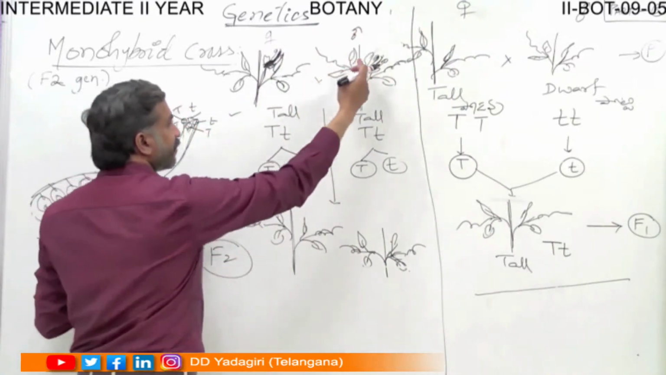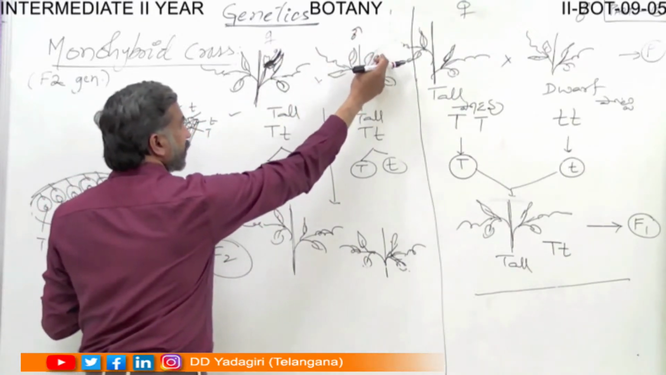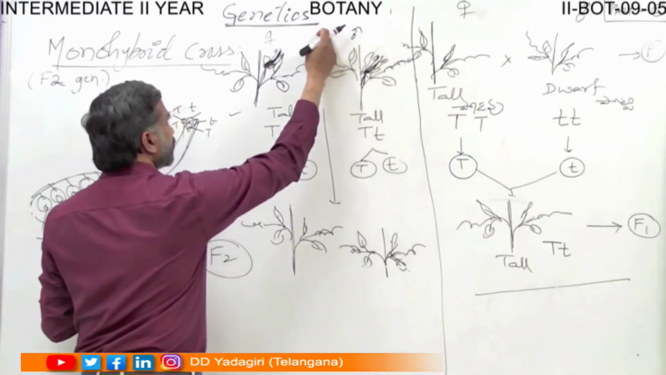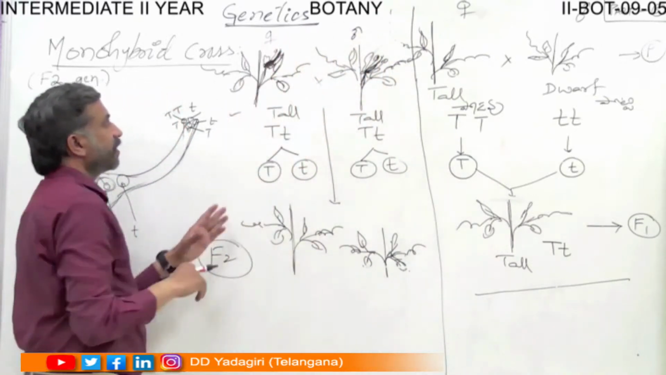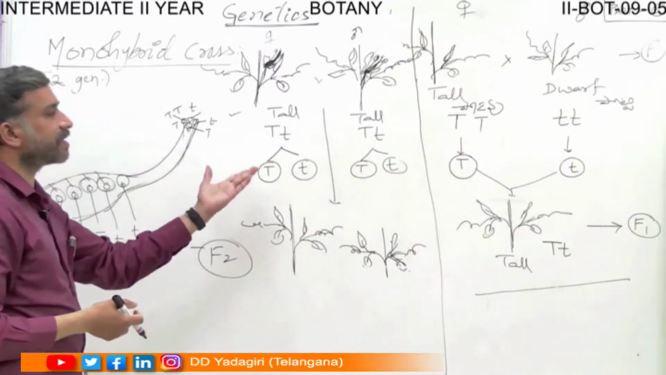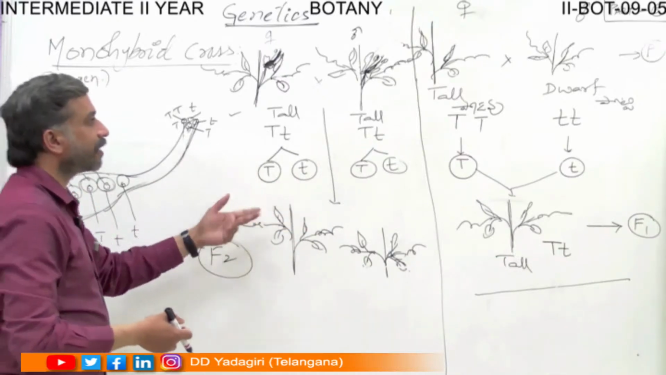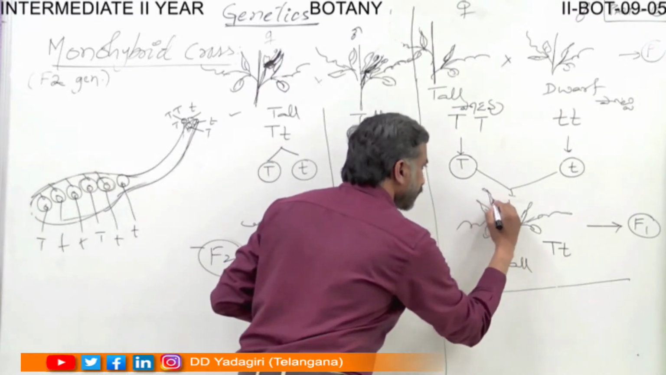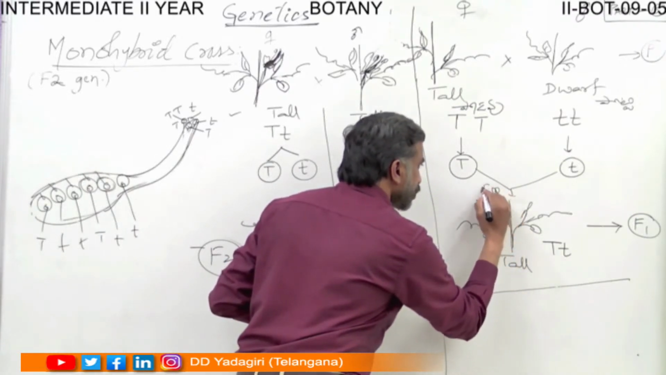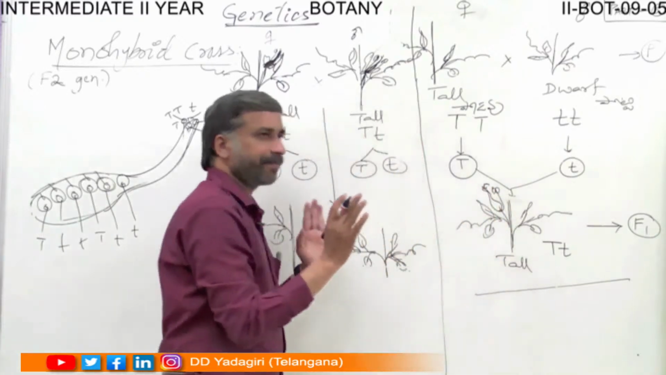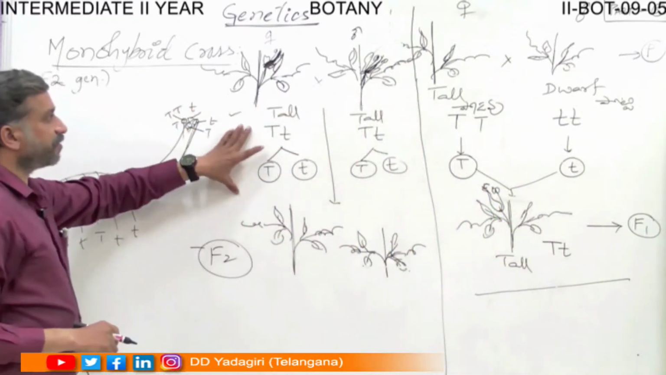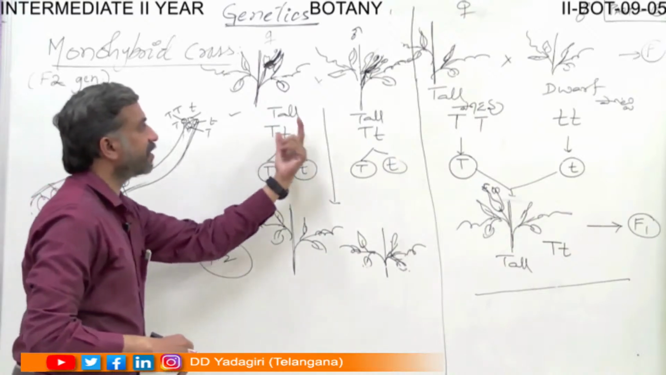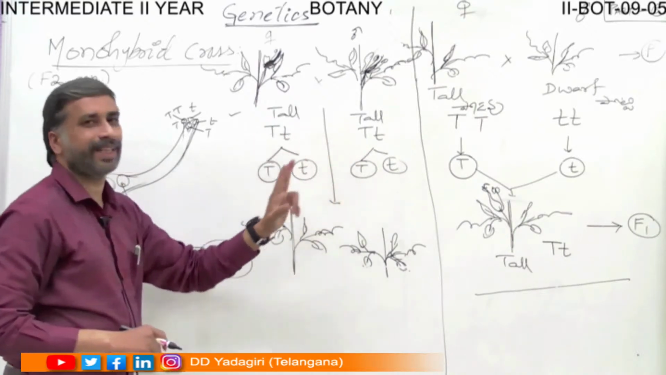So from the male parent we have to take the pollen grains, and these pollen grains will be dusted on the stigmatic lobes of the female parent. That's nothing but a cross pollination. Or allow this F1 plant for self pollination. The results will be the same. So here for easy understanding, I am taking the cross pollination between the two F1 plants.